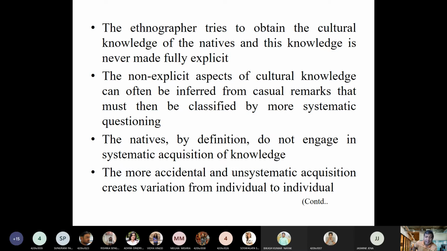The more accidental and unsystematic questioning creates variation from individual to individual. So you see what we are doing. Suppose I keep some kind of checklist in my brain, and instead of going with a very structured questionnaire and asking everybody one by one, I meet the people in different segments and different places and interact with them. Then you will find different kinds of variation, and from that variation you try to explore the uniformity in the answers.